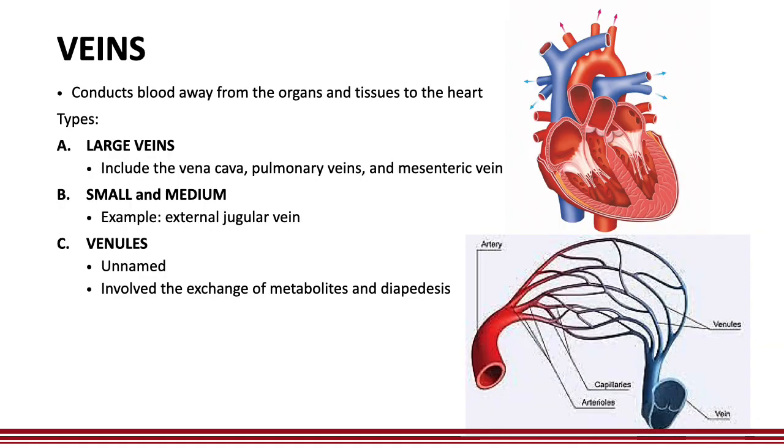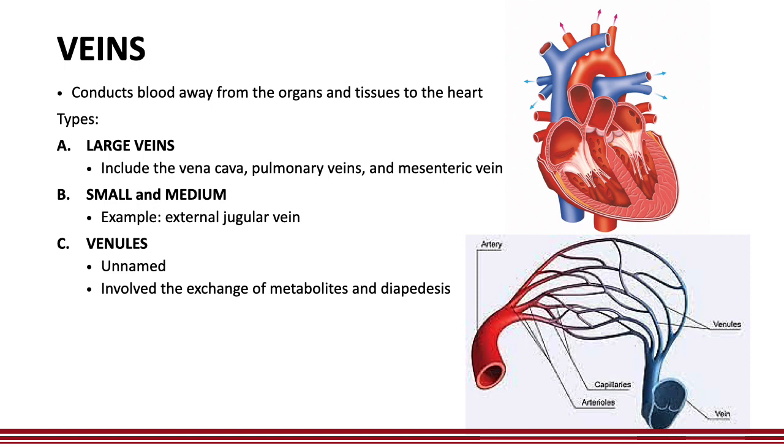In contrast, the veins conduct blood away from the organs and tissues to the heart, so they carry deoxygenated blood back to the heart for delivery to the lungs. Okay. As with the arteries, veins can be large and small and medium. The largest veins in the body include the vena cava, the pulmonary veins, and the mesenteric veins. Emanating from the large veins are the medium and small vessels, and these would include the jugular vessels and the other named veins of the body.